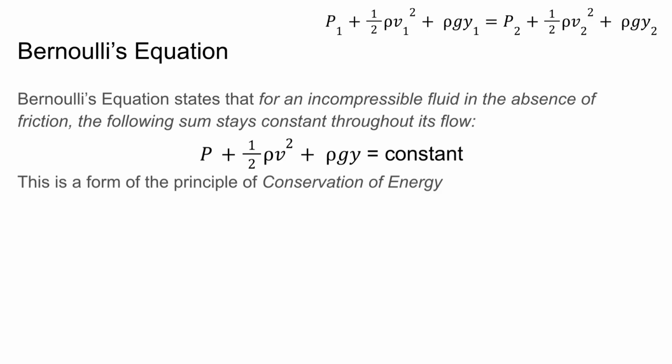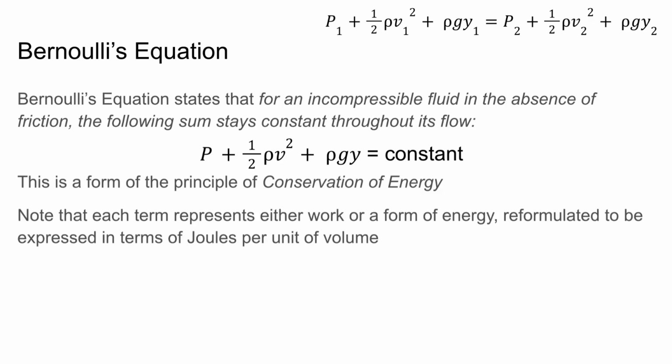This is a form of the principle of conservation of energy, because if we take note, we'll see that each term actually represents either work or energy, kinetic or potential, in a form that is reformulated to be expressed in terms of joules per unit volume. For instance, if we take a look at the 1/2 rho v squared term, we know that rho, or density, is mass over volume. So we can substitute mass over volume in there, keeping mass in the numerator and volume in the denominator, and we'll find that obviously 1/2 mv squared is kinetic energy.